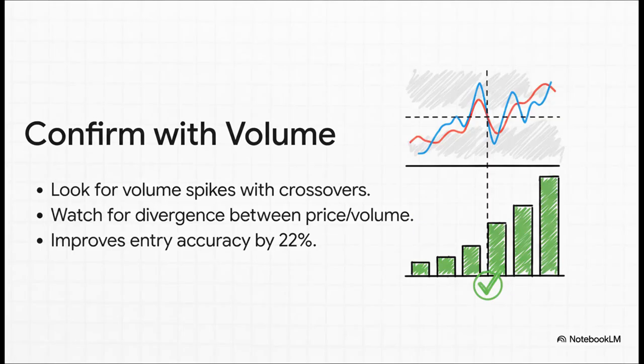Method number 2, bring in volume analysis. Look, a stochastic crossover is good, but a crossover that happens at the same time as a big spike in volume, that's great. It's the market basically telling you there's real power and conviction behind that move. In fact, studies show this one trick can boost your entry accuracy by 22%.